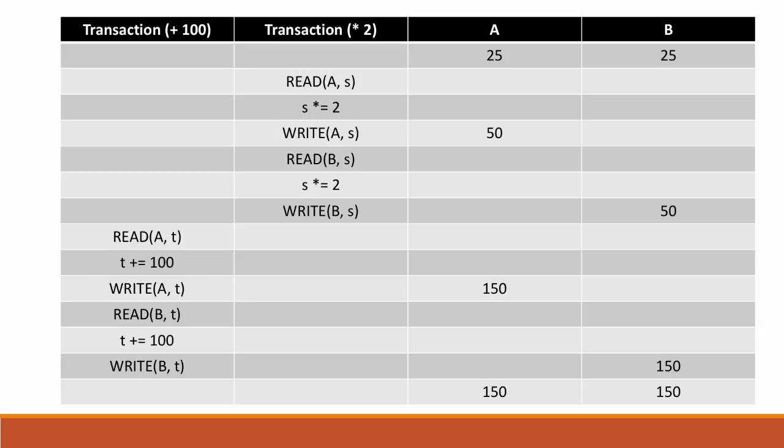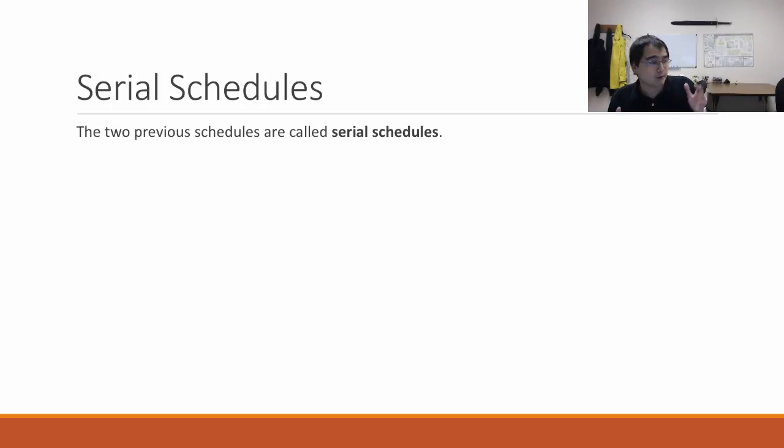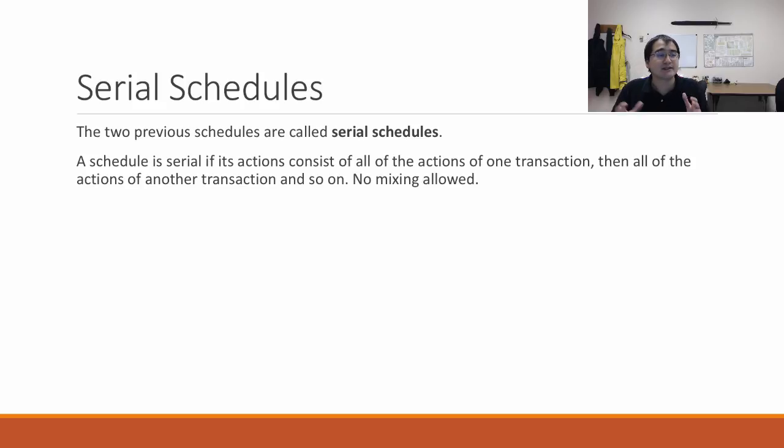Okay. So the fancy name for what those previous two schedules were is serial schedules. A schedule is serial if its actions consist of all of the actions of one transaction and then all of the actions of another transaction. No mixing of actions allowed. We did all of transaction A and then we did all of transaction B, or the reverse.